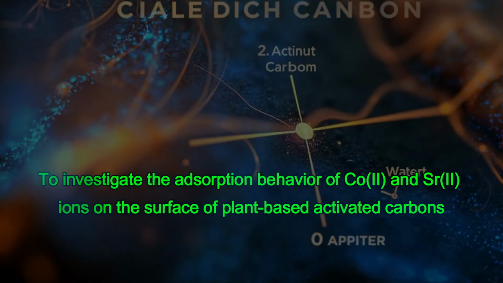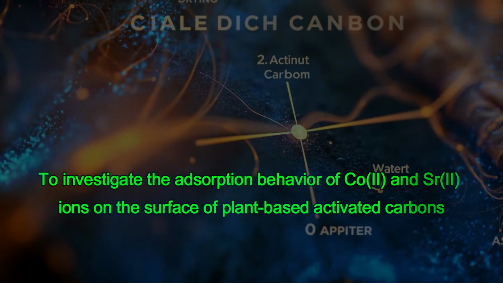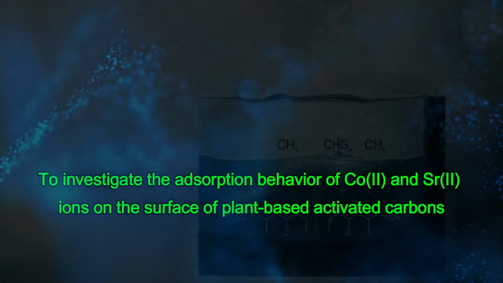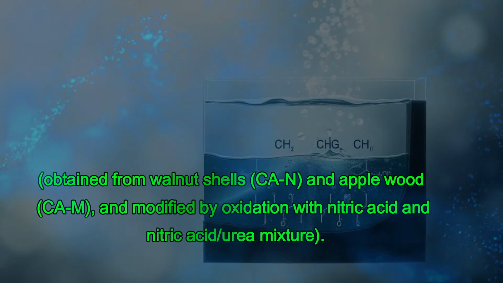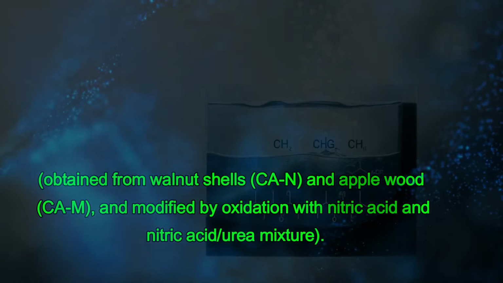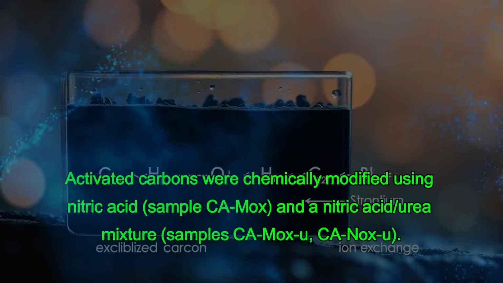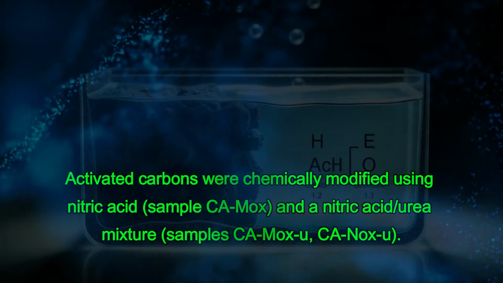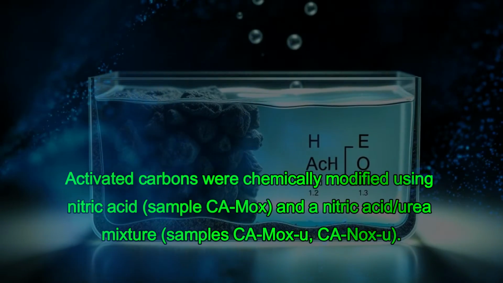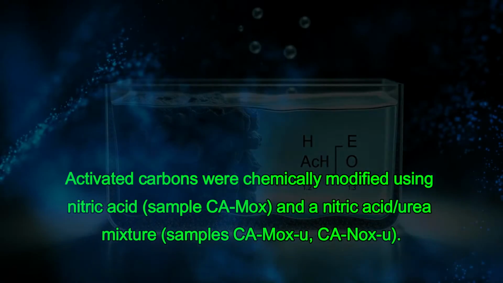To investigate the adsorption behavior of Co²⁺ and Sr²⁺ ions on the surface of plant-based activated carbons, obtained from walnut shells, CAN, and applewood, CAM, and modified by oxidation with nitric acid and nitric acid-urea mixture. Activated carbons were chemically modified using nitric acid, sample CA-Mox, and a nitric acid-urea mixture, samples CA-Mox-u, CA-Nox-u.